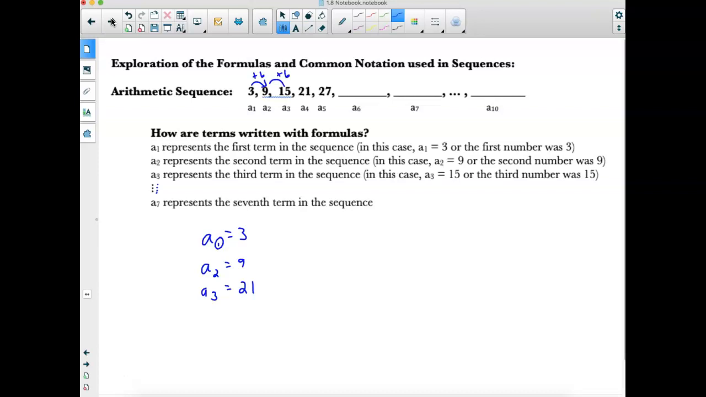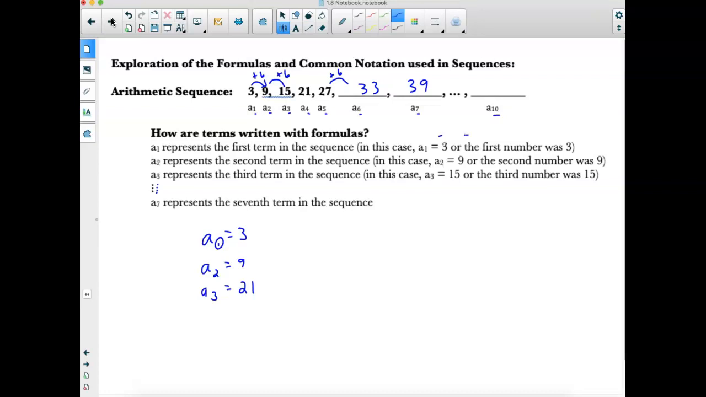Plus 6. Well, what's 27 plus 6? 27 plus 6 is 33. 33 plus 6 gives me 39. Notice I just added a plus 6 because I went term 1, 2, 3, 4, 5, 6, 7. And then between here, now I want the 10th, means I have 8, 9 to get to 10.